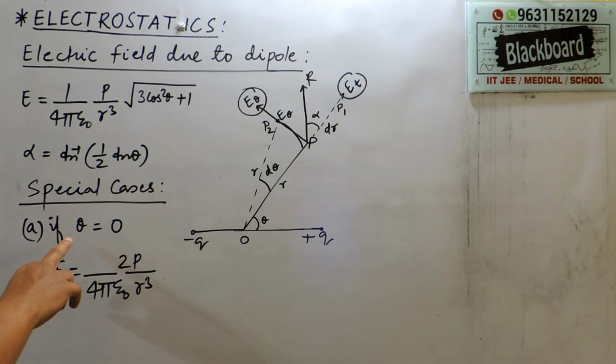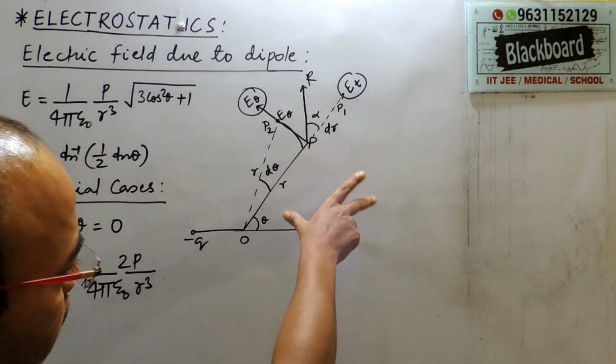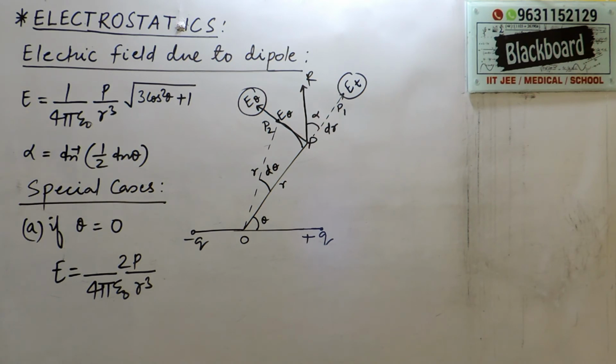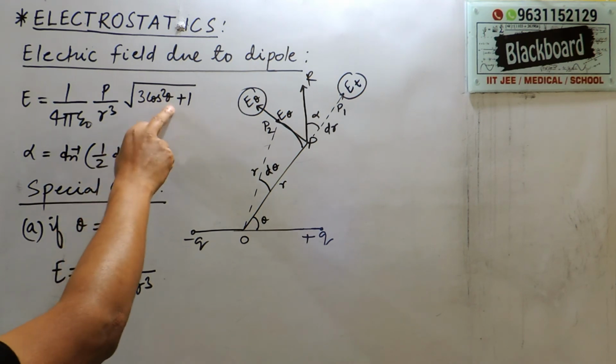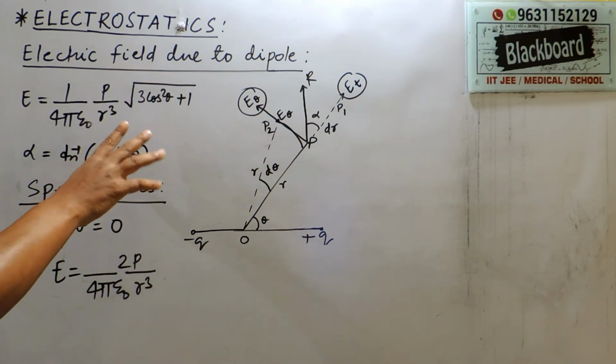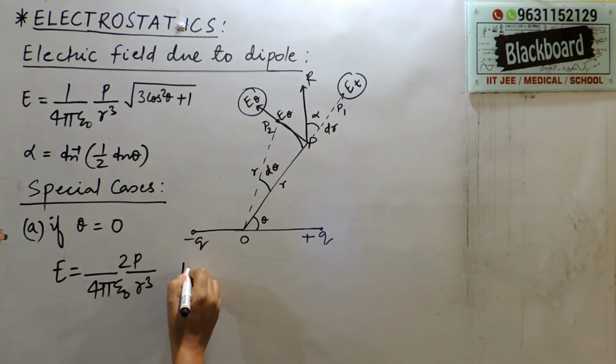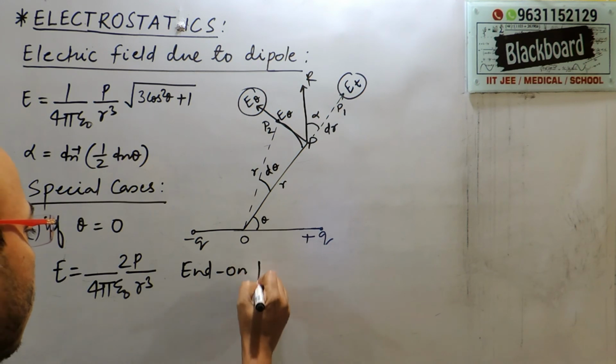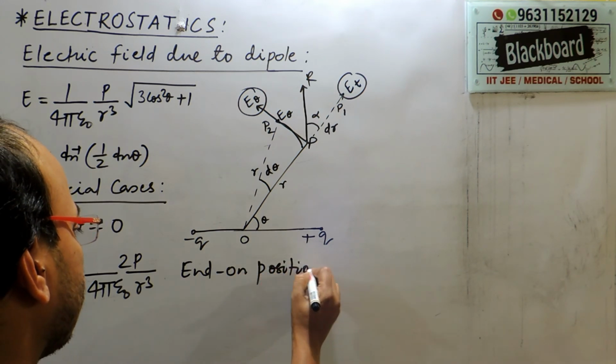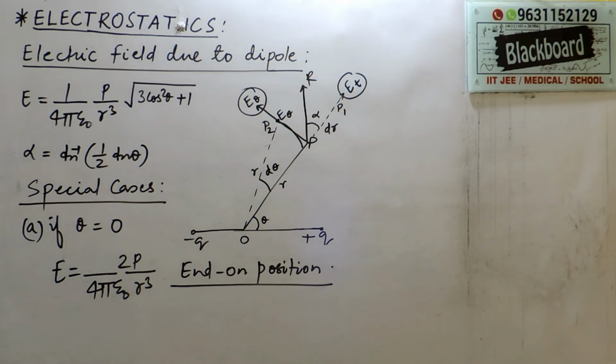In this situation, if theta is 0, P lies on the axis of the dipole. From this equation, putting theta equals 0, cos is 1, 3 plus 1 is 4, root of 4 is 2, so the field is 2p by 4 pi epsilon naught R cube. The field at such a point is along the axis, and such a position of the point P is called the end-on position.